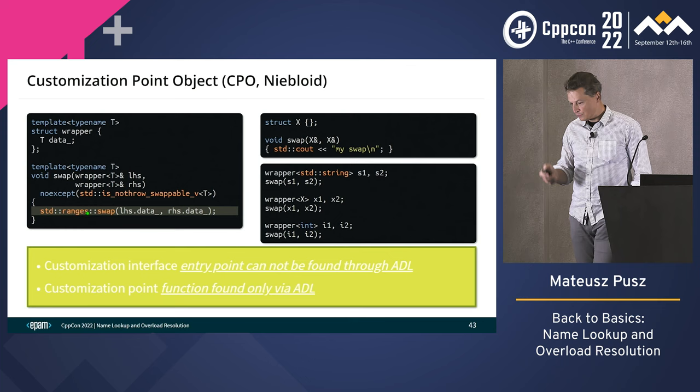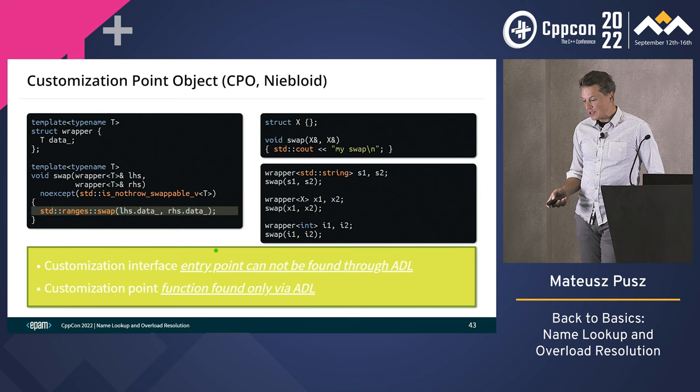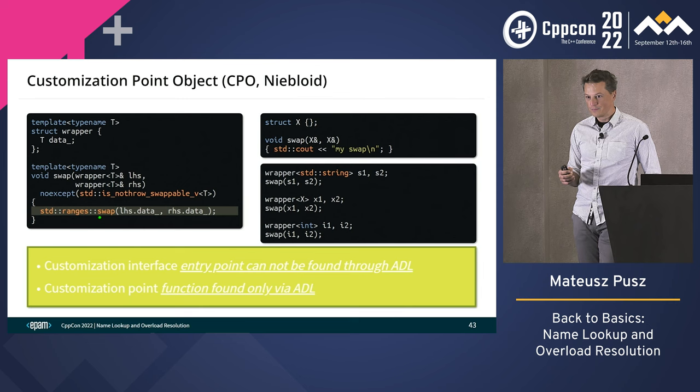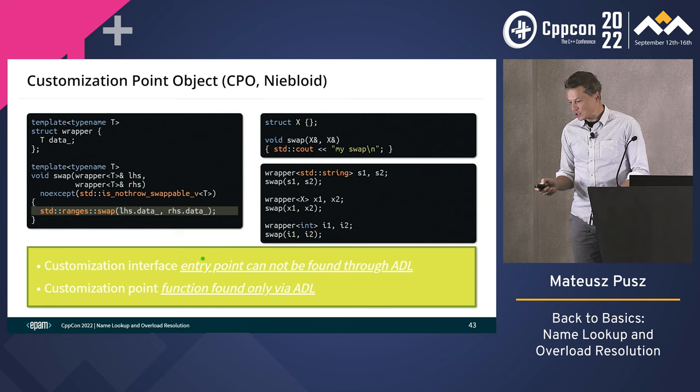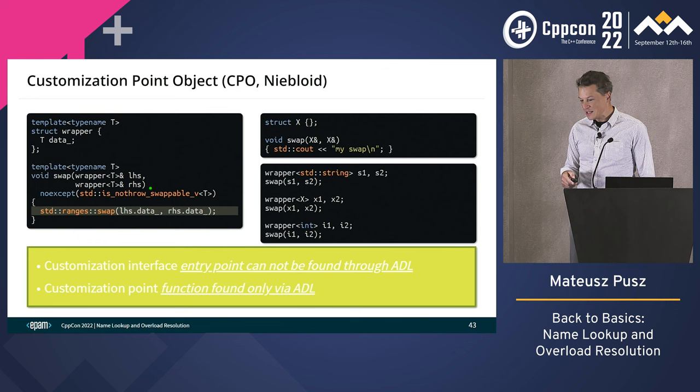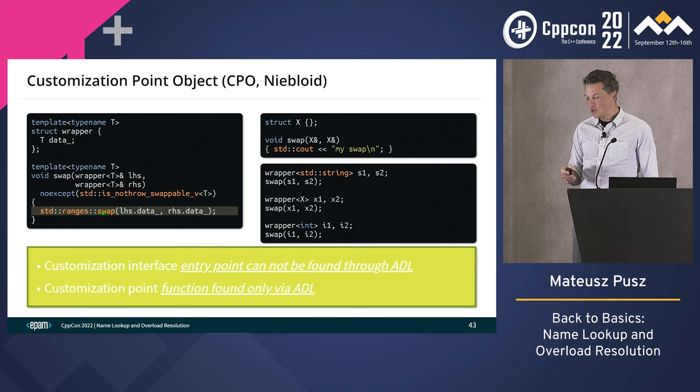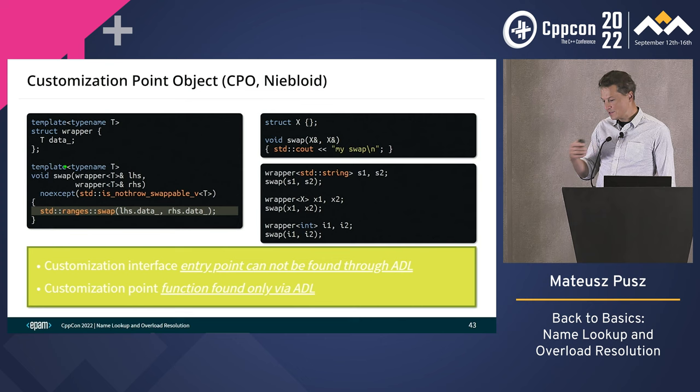How is it implemented? Let's see. Or maybe how to use it first. A customization interface entry point cannot be found through ADL. You have to always use a qualified call in order to find the swap. If you call just swap or range swap, it may not be found. Range swap probably will work because it's qualified, but calling just swap will not work. However, the customization point like this can be found only via ADL. So if it is in the same namespace, for example, it will not be found. Only ADL works, and the same namespace will not work. So the scope lookup is disabled.